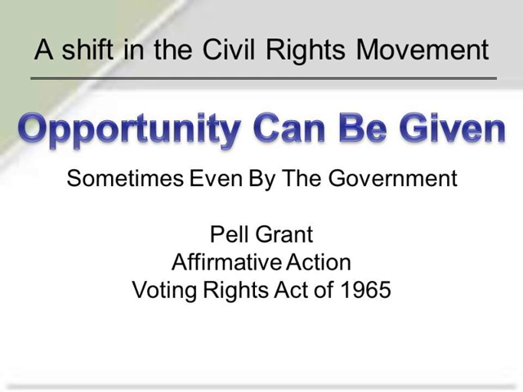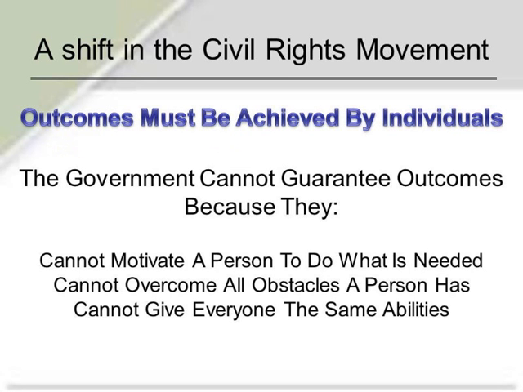The 1965 Voting Rights Act was, again, a law that passed that said now African Americans have the right to vote, the opportunity to vote. But the problem is, if I'm a white person or an African American person or a female or a disabled person who doesn't want to take advantage of that opportunity and go to school, then I'm not going to have the same outcome as somebody who takes advantage of that opportunity. Outcomes must be achieved by individuals.